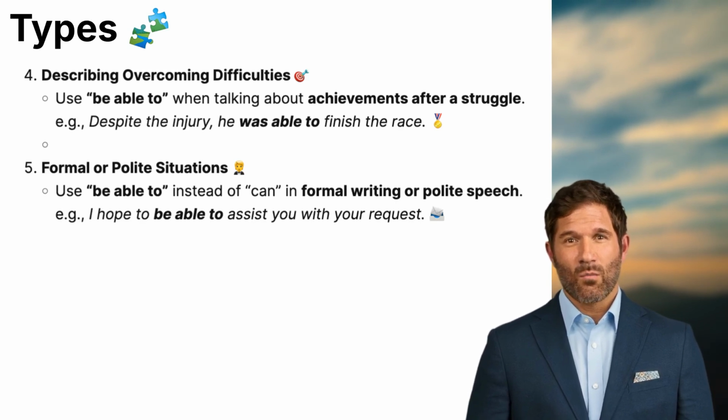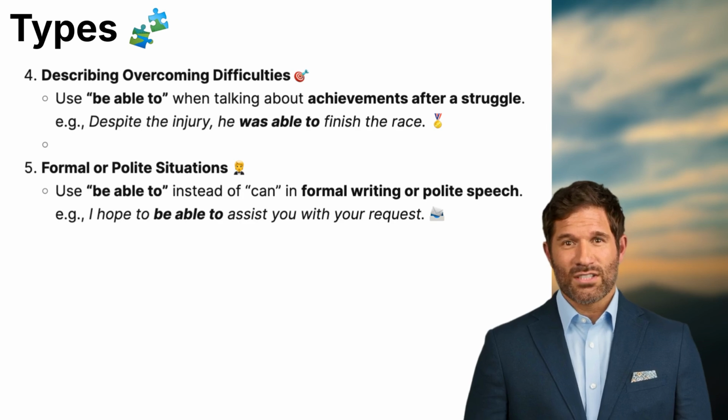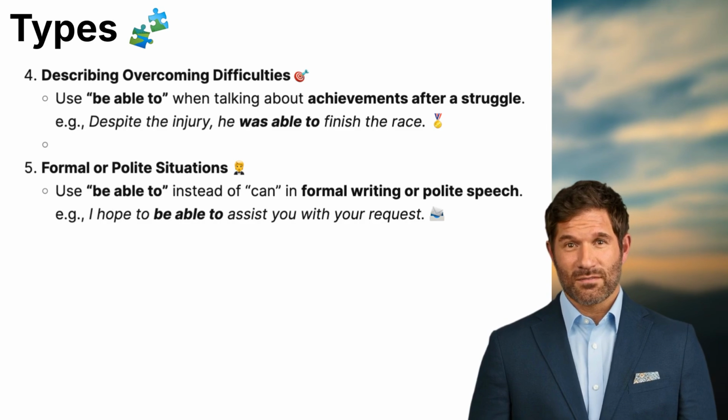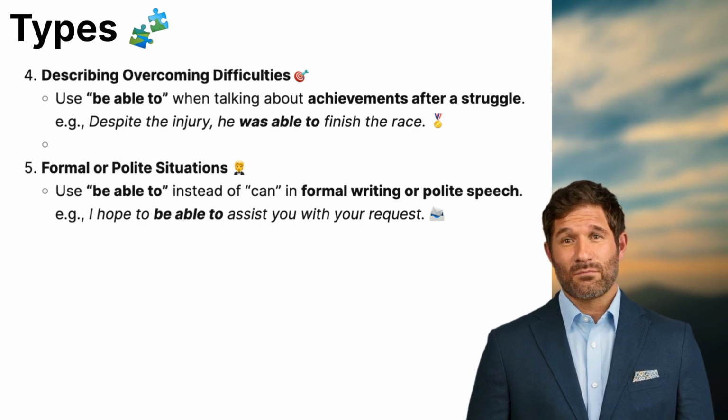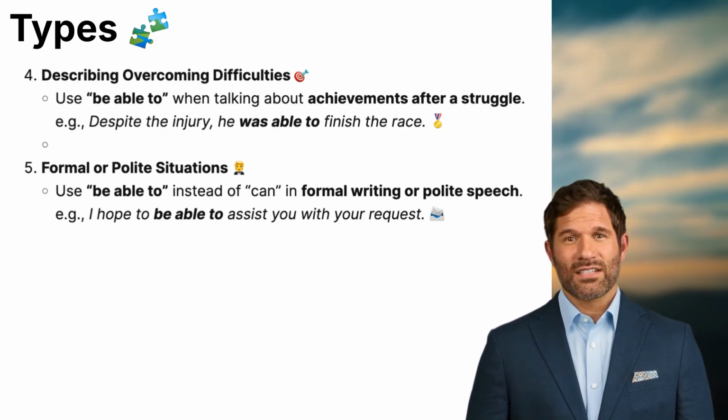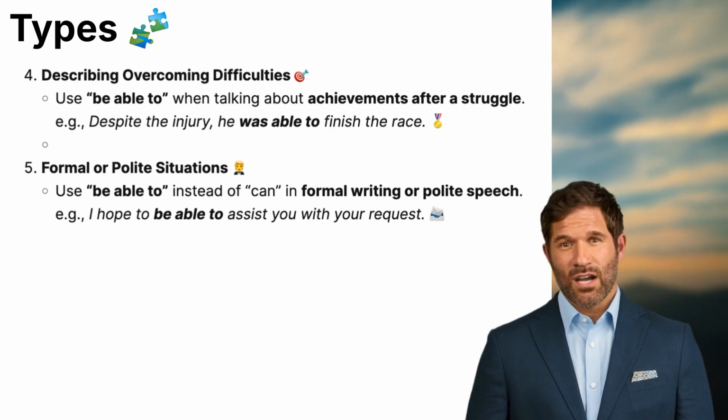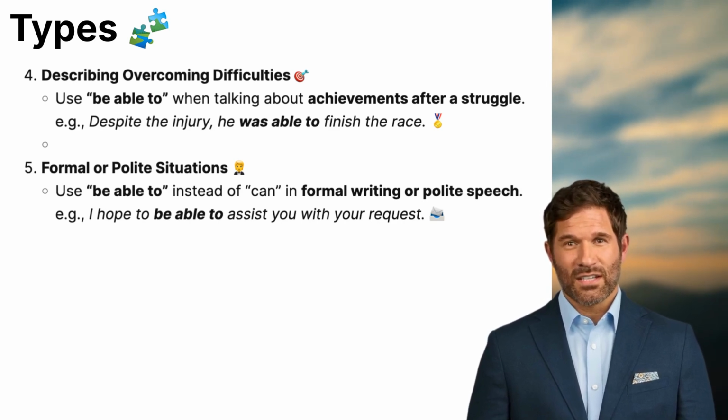5. Formal or polite situations. In formal writing or polite speech, be able to is preferred over can. Example. I hope to be able to assist you with your request. This sounds more professional than saying, I hope I can help you. More examples. I would love to be able to meet you in person. Will you be able to attend the meeting? If you want to sound more polite or professional, use be able to instead of can.